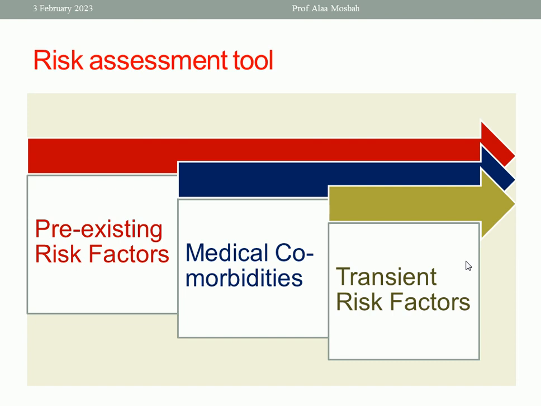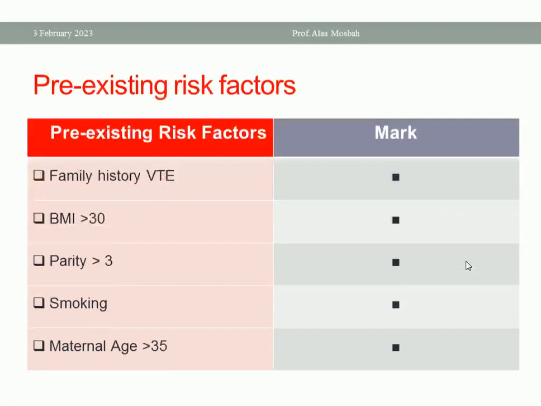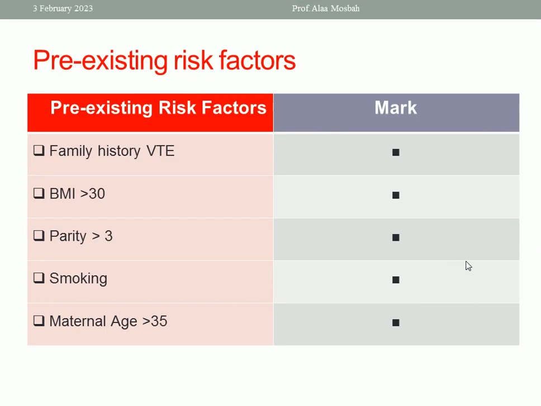But let us explain the pre-existing risk factors, the medical comorbidities, and the transient risk factors. Let us start with the pre-existing risk factors. Family history of venous thromboembolism. Body mass index more than 30. Parity more than 3, so multipara. Smoking. Maternal age more than 35. Then we put a mark or tag here with each item, till the end of this risk assessment tool.